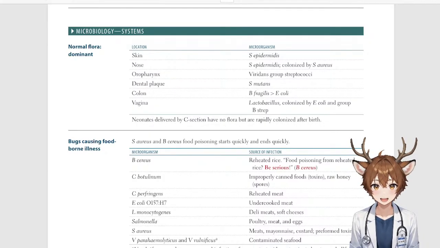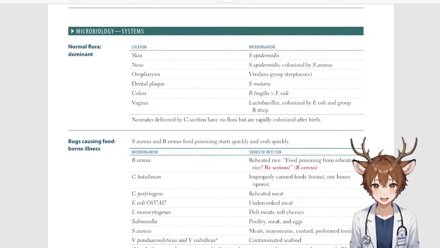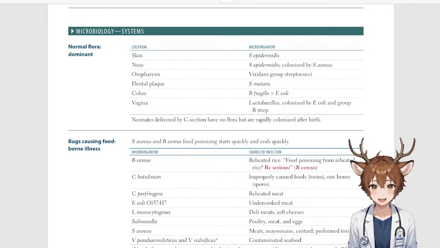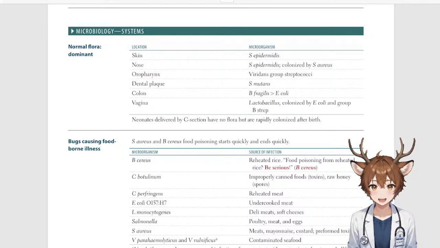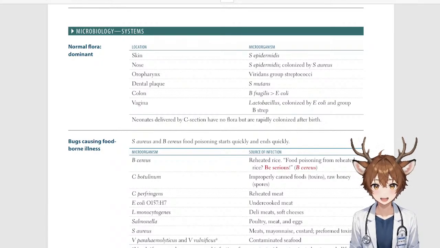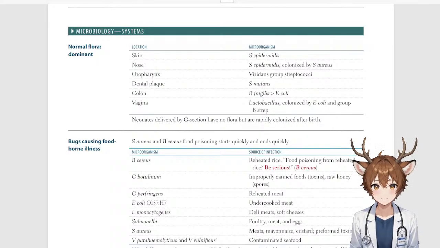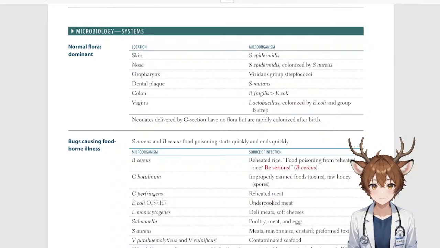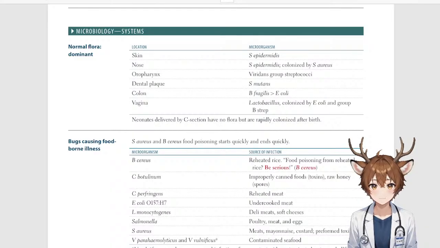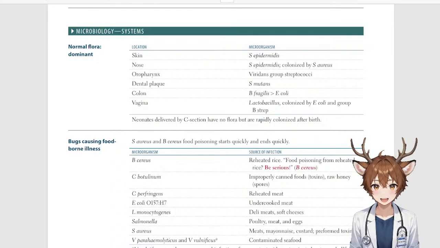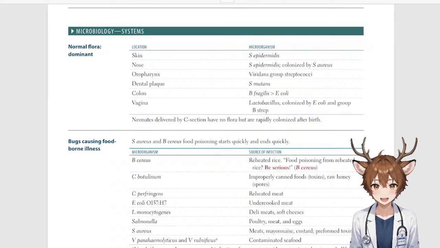So remember, Strep viridans is involved in dental caries and stuff like that. So bear that in mind when you think about where it's normally located. It's located in the oropharynx. Dental plaque, Strep mutans. Now, Strep mutans, I believe, is a subgroup of viridans. Let me just confirm. Yes, I'm correct. Streptococcus mutans is a member of the viridans group of Streptococci. So bear that in mind. Dental plaque, specifically Strep mutans.